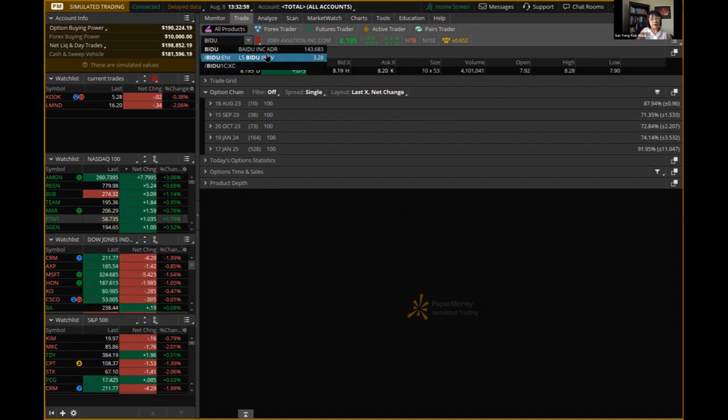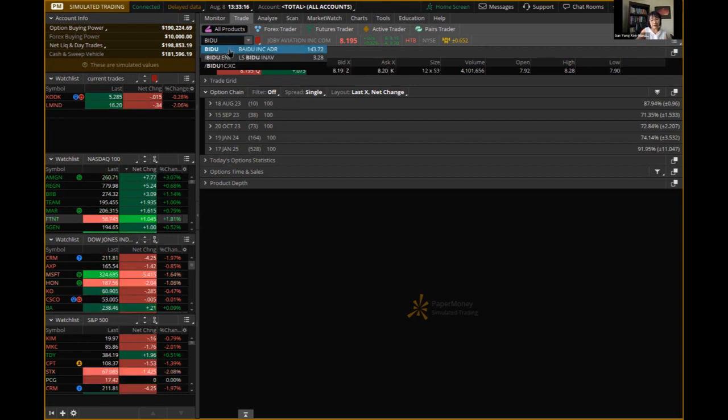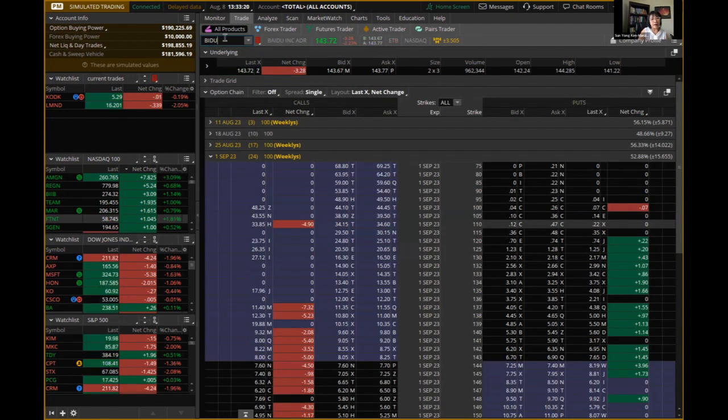It's Baidu Incorporation. You may not be too familiar with this company, but this is one of my lists here. It is at 143.68 per share right now. So I put that symbol in there, and then I just enter. Okay, just make sure that we're still going to be setting up option trading on this company.